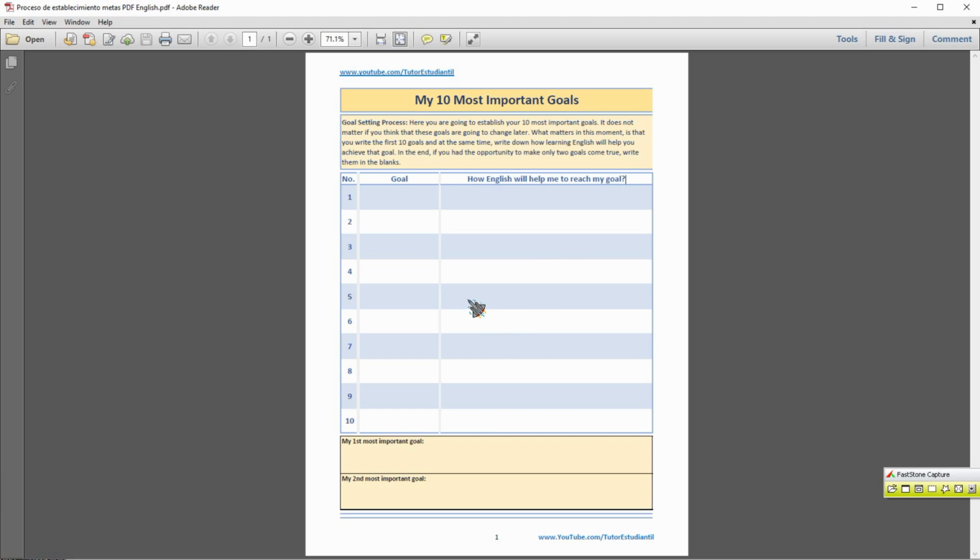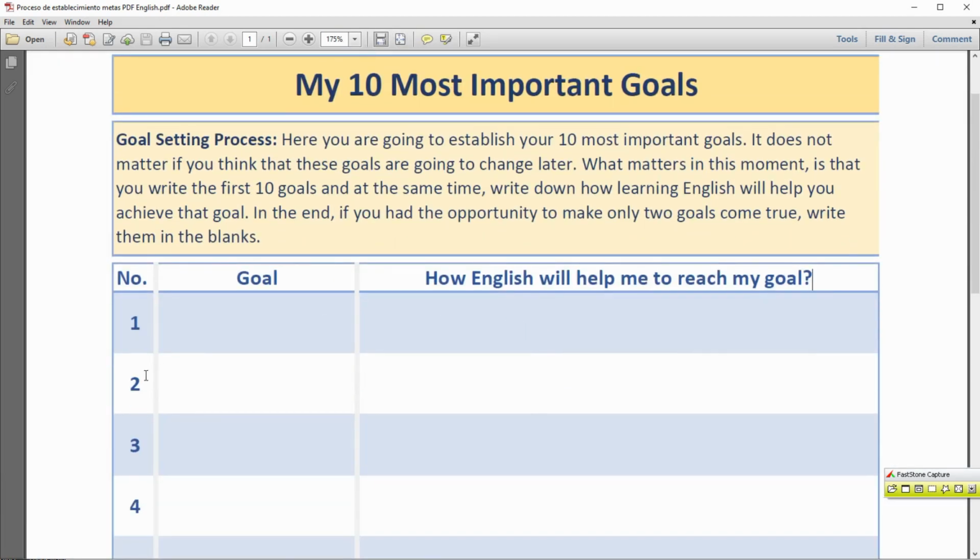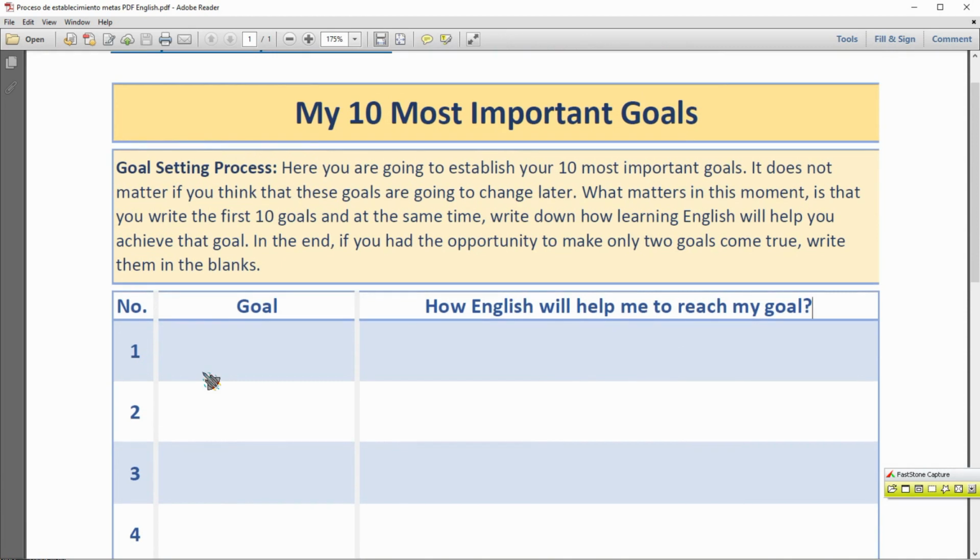For example, if one of those goals is to provide to your family a better lifestyle, English will surely help you to get a better job with a higher salary. Do the same thing with the second goal and the rest of your goals, so that the objective of speaking English fluently really has a purpose to be accomplished.